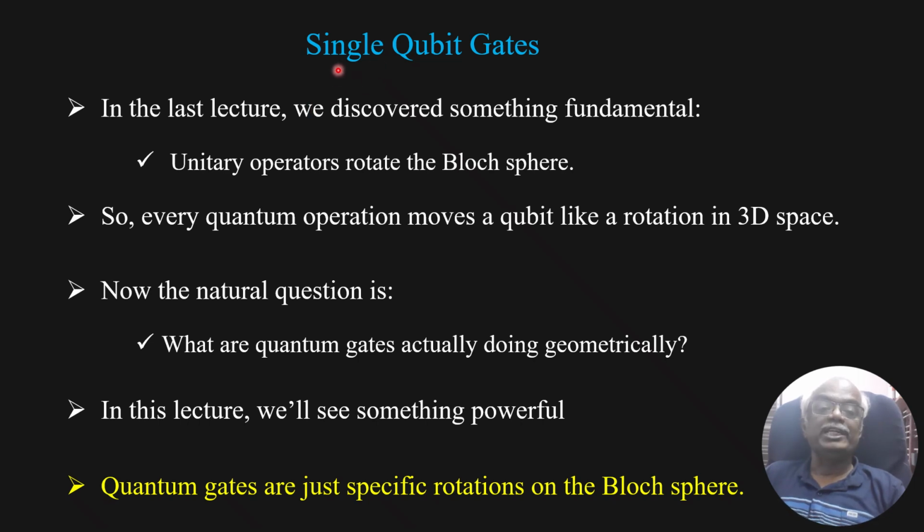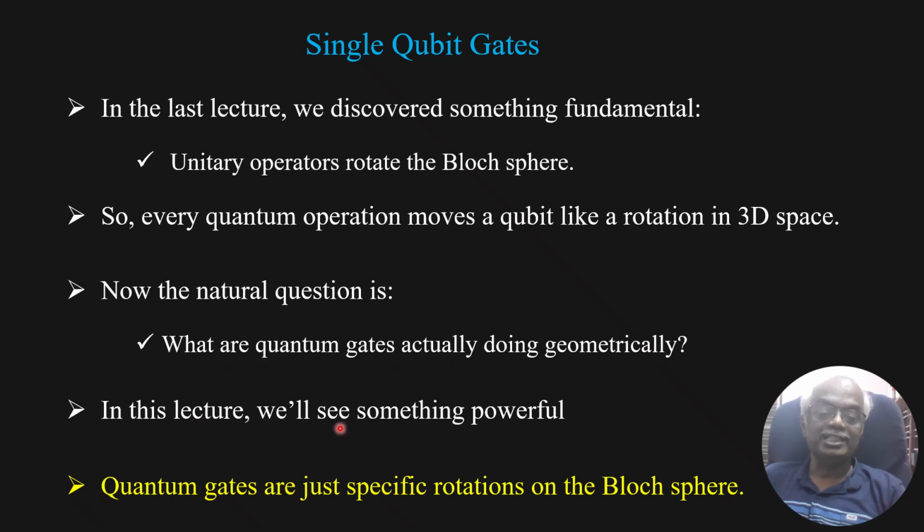Today we will see in detail the single qubit gate. In the last lectures, we discovered something fundamental, that is, unitary operators rotate the Bloch sphere. So every quantum operation moves a qubit like a rotation in three-dimensional space. We have seen that already. Now the natural question is, what are the quantum gates actually doing geometrically?